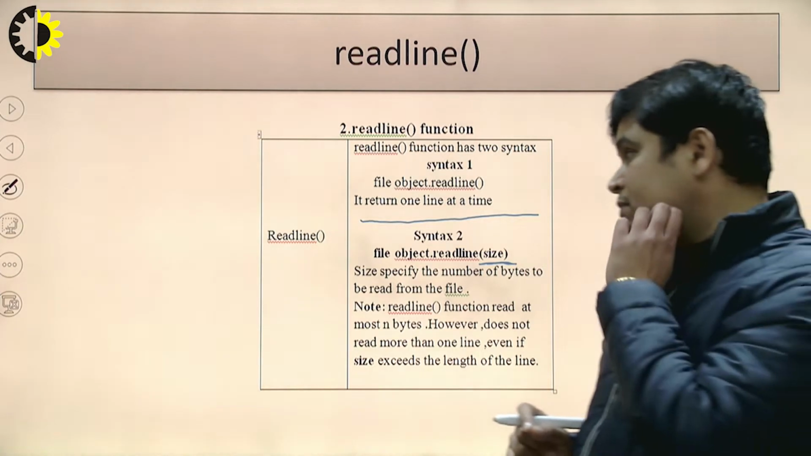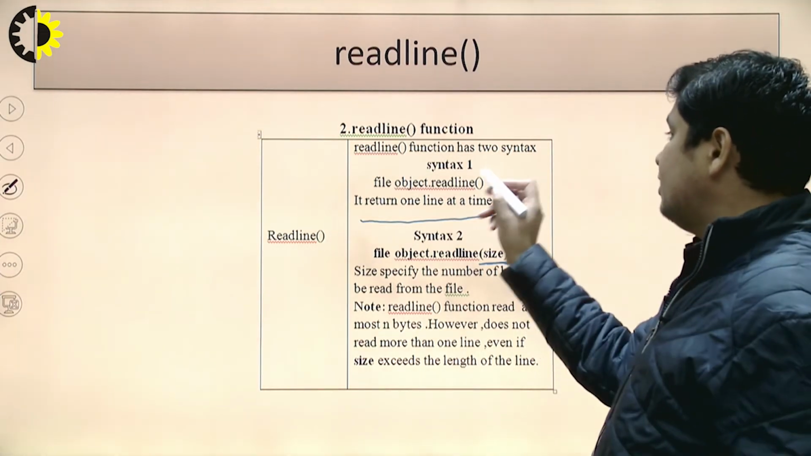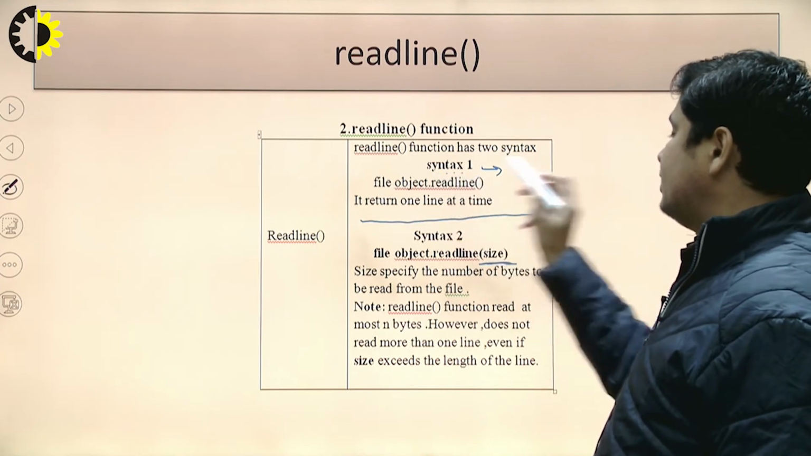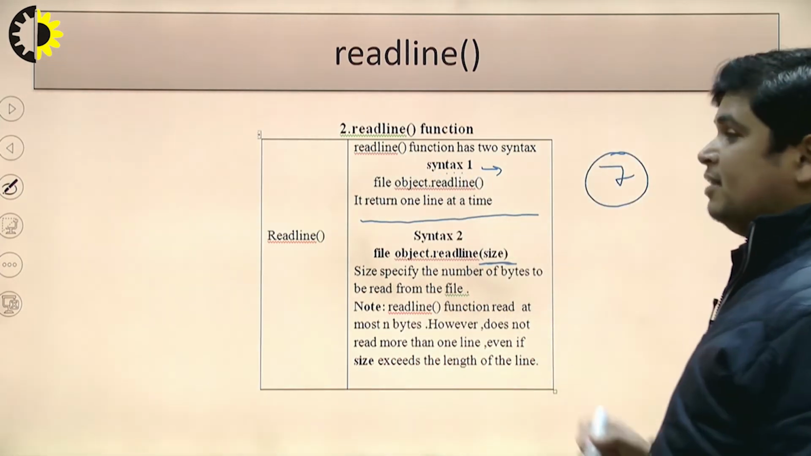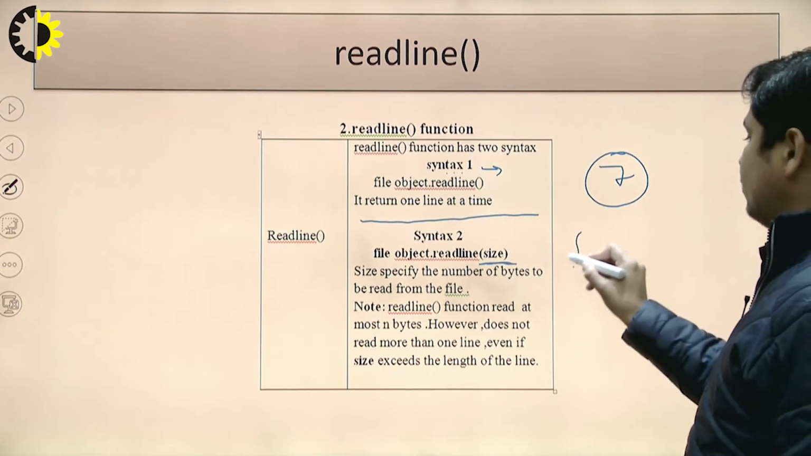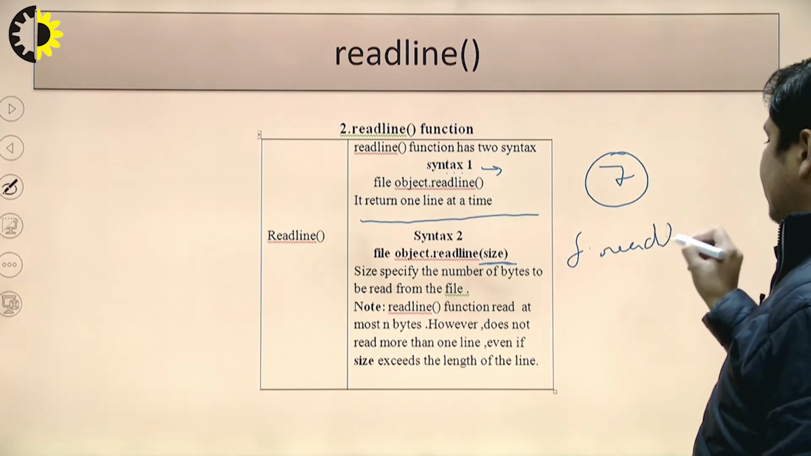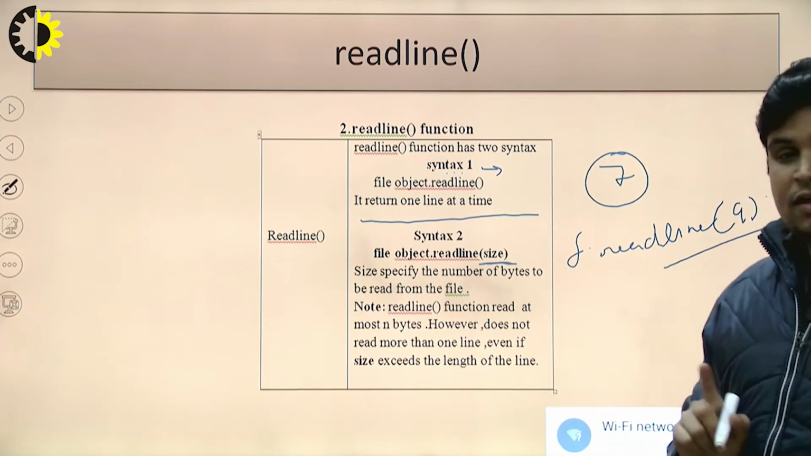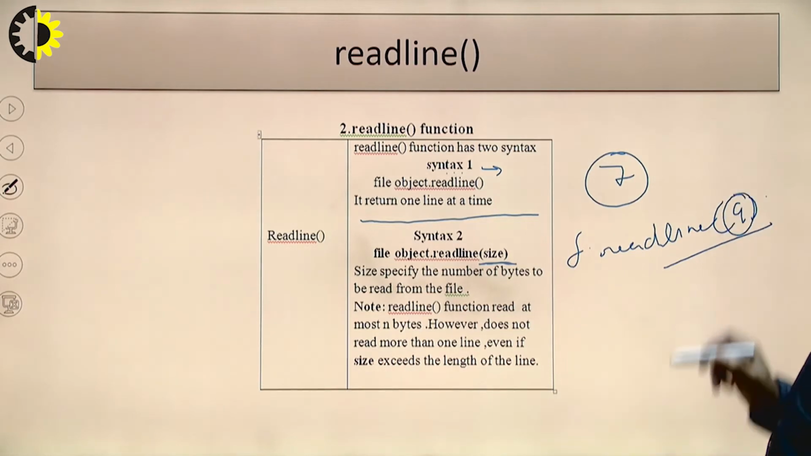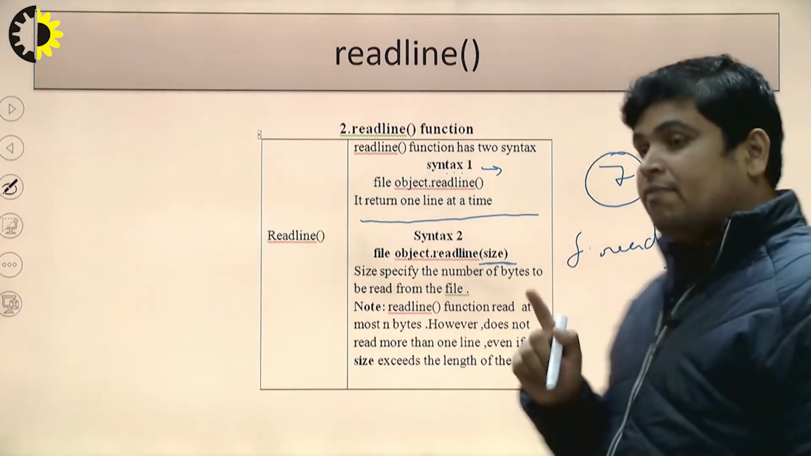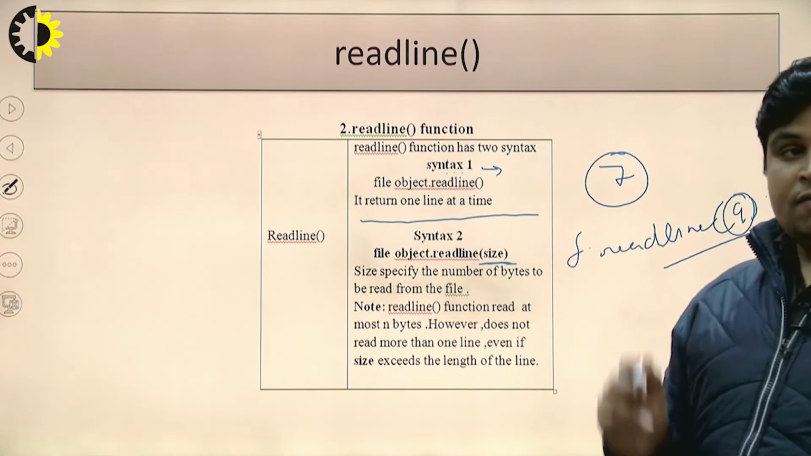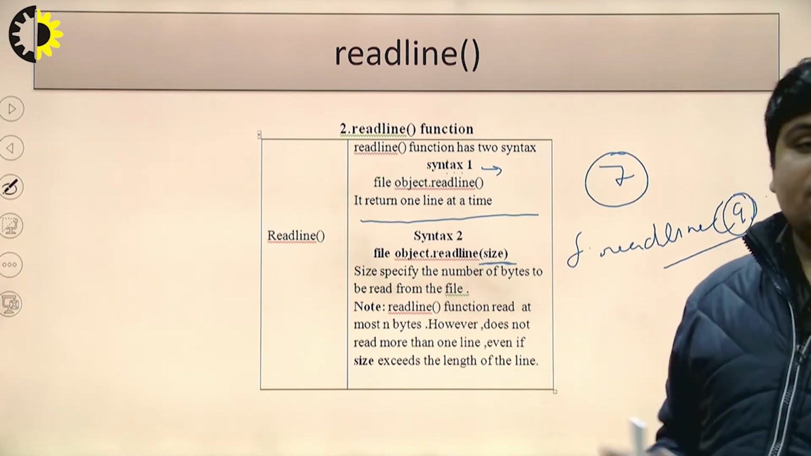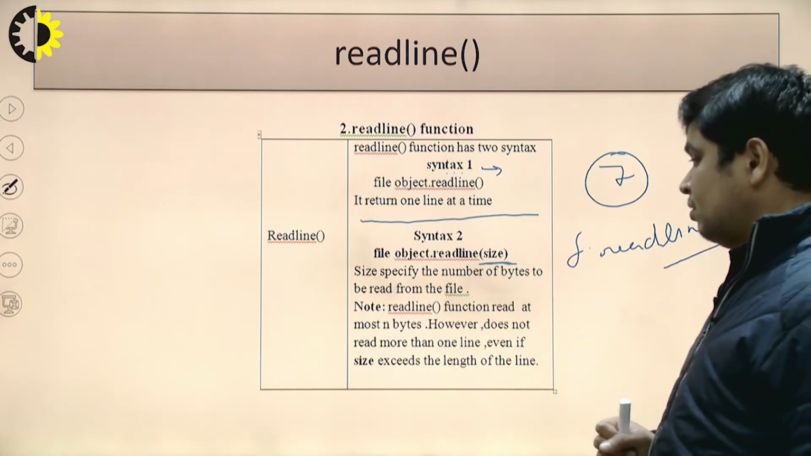Suppose we have one line, and I want to read this line. But the size of this line is 1, 2, 3, 4, 5, 6, 7. The size of this line is 7 bytes. And I am going to read the data like readline 8 or 9 bytes. In that situation, it does not read the 9 bytes from the file. It has only read one line at a time. While giving the size, you have to specify how many bytes in a particular line you want to read. Okay, good.